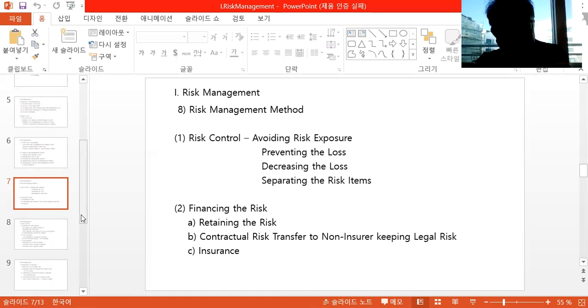The second item is going to be financing the risk. The first one is retaining the risk. The second one is contractual risk transfer to a non-insurer, keeping the legal risk yourself. The third one, of course, this final one is also going to be the most common one: insurance. You buy insurance, paying premium, and then taking care of your risk.